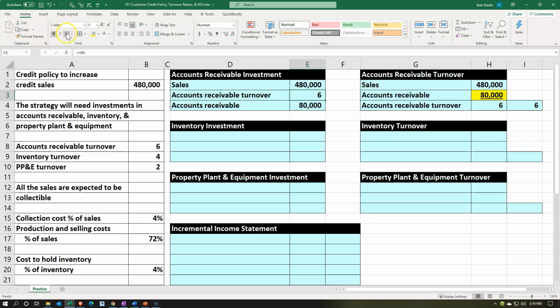Home tab, font group, and underline. So again, there are 2 ways to get to that same number. This is the formula that you probably have memorized. You probably don't need to memorize this formula. Just memorize the accounts receivable turnover.